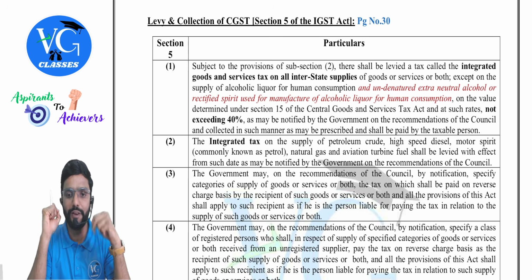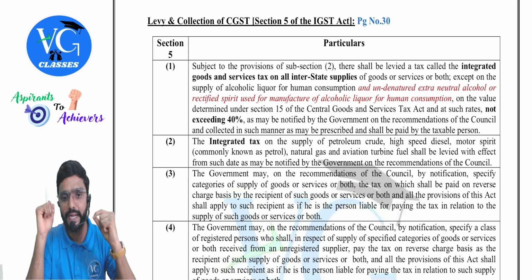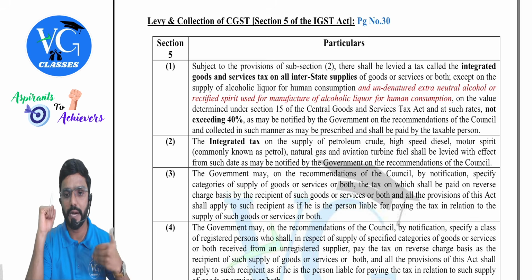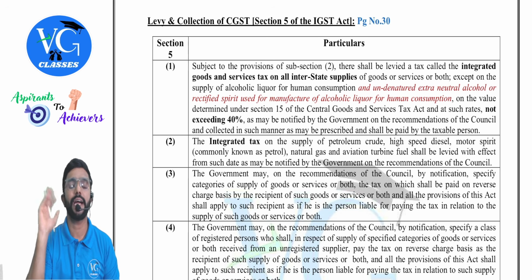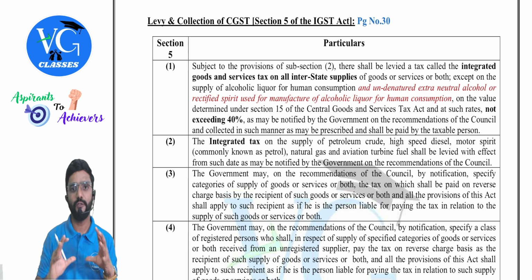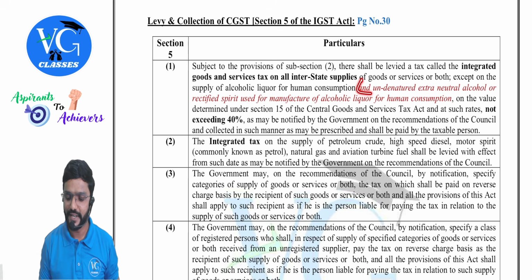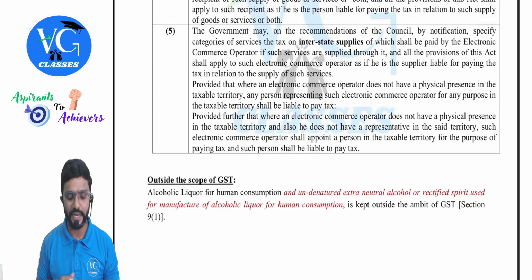As may be notified by the government on the recommendation of the GST Council and collected in such manner as may be prescribed, and shall be paid by the taxable person, that is the supplier. Got it, guys? So please focus only on the red element. Whatever I have highlighted in red color is the only amendment. Rest all is the same, whatever we would have already covered.